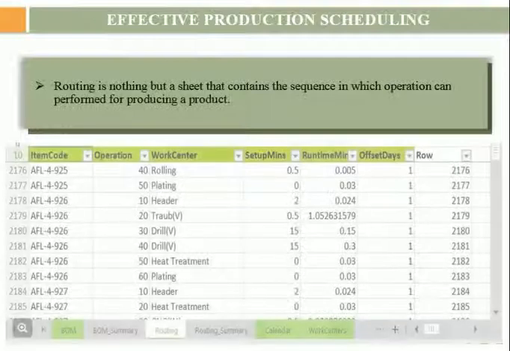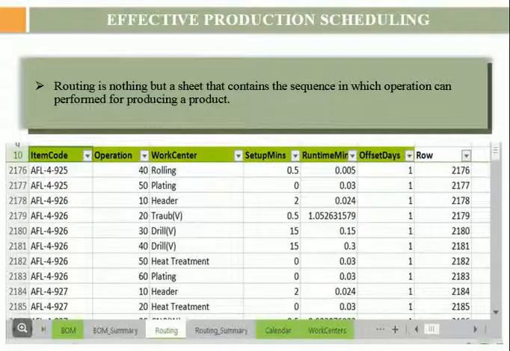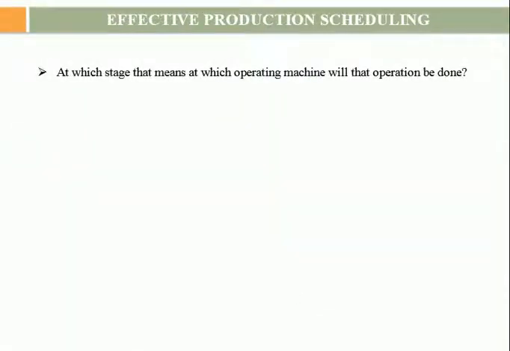Routing is nothing but a sheet that contains the sequence in which the operations will be performed for producing a product. After having the sequence in place, we also say at which stage, that means at which operating machine, that operation will be done. That means if I have to do a certain operation, which operating center or machining center will I send it to? And after having specified that, I will also write the most important figure called the standard time in which this will be processed on that machine. This makes the routing.